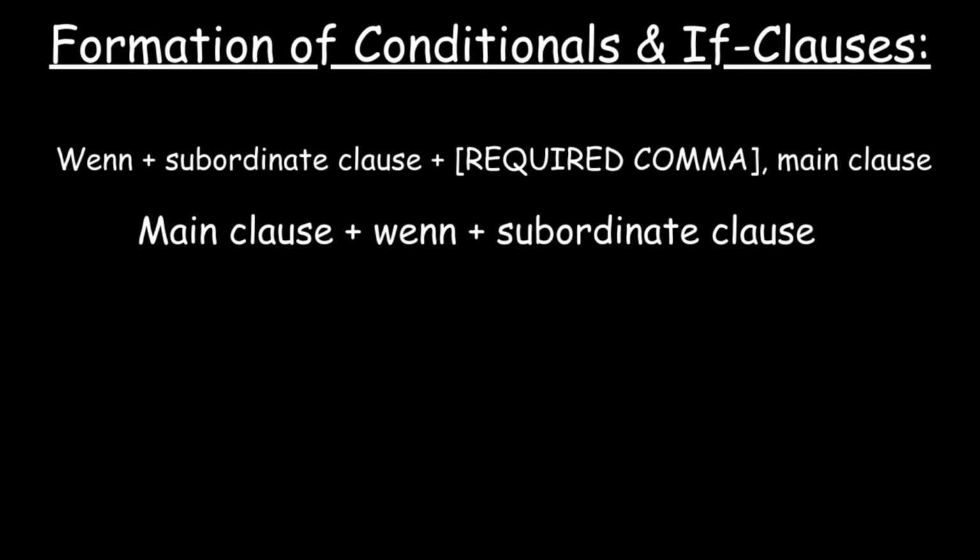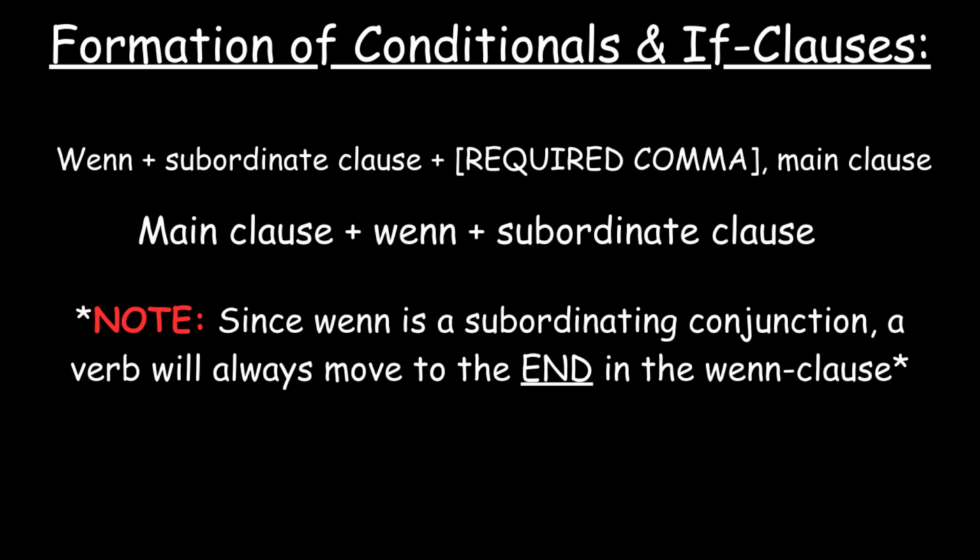Wenn, a subordinate clause, a required comma, and a main clause. This pattern can also be switched: a main clause plus wenn plus a subordinate clause without a comma. As a note, since wenn is a subordinating conjunction, a verb will always move to the end in the wenn clause, and this is an important rule to follow. This is the pattern for German if clauses, which is very similar to English. Now, let's see how every condition works.